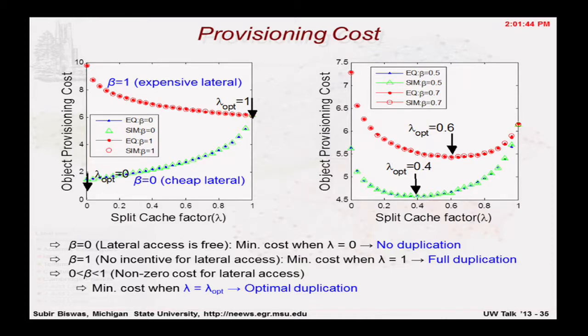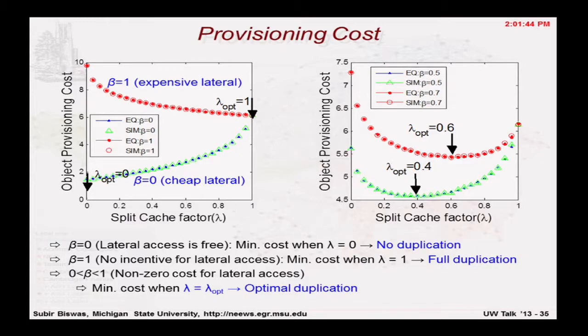And the other extreme is when beta equals 0, meaning that you have 0 lateral download cost, meaning it's free, right? This is where the altruism kicks in. If nobody is charging you for doing the lateral download, then your lambda opt is going to be 0. Lambda opt 0 means that you don't do any duplication. You keep as many unique objects as you can, so that your cost is going to be minimized.